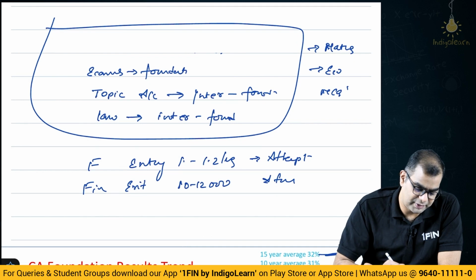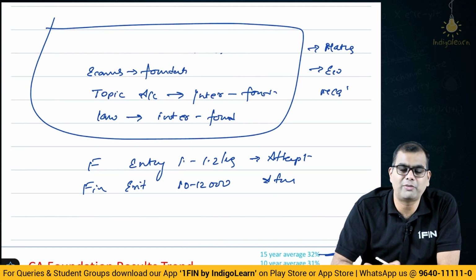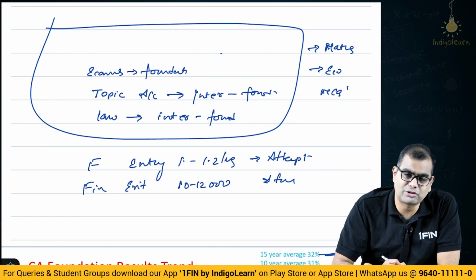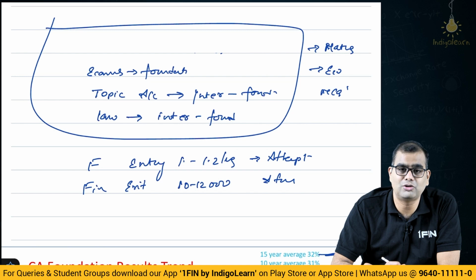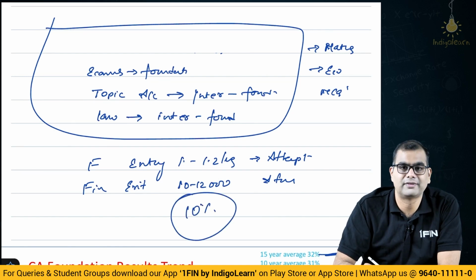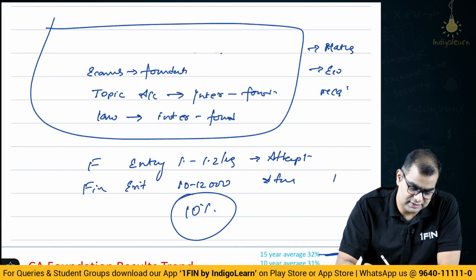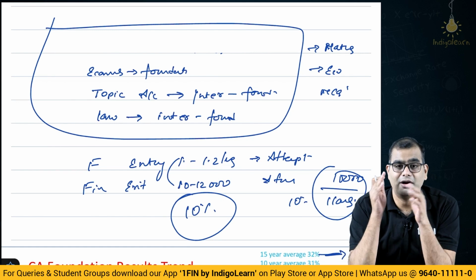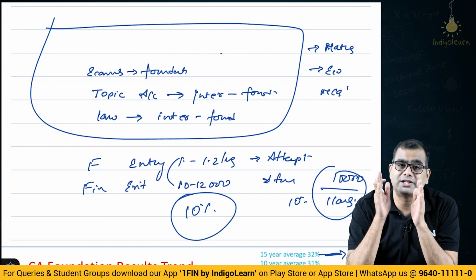If it is 10 to 12,000 per attempt and 1 to 1.2 lakhs, how many people are passing? So, you basically have 10 to 12,000, a very broad number, right? So, if you look at it on a rolling basis, 10% of the people are passing. How did I get 10? This 10,000 by 1 lakh or 12,000 by 1.2 lakhs. So, roughly 10% of the people are passing. So, the foundation to final exit ratio is 10%.